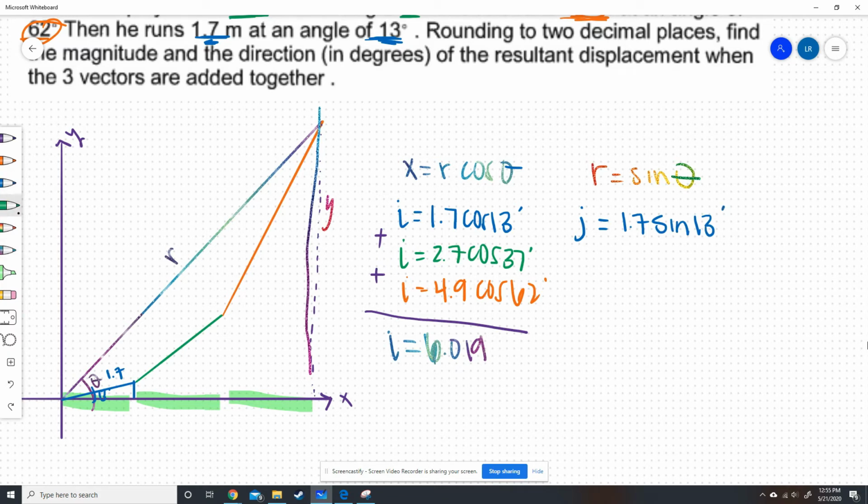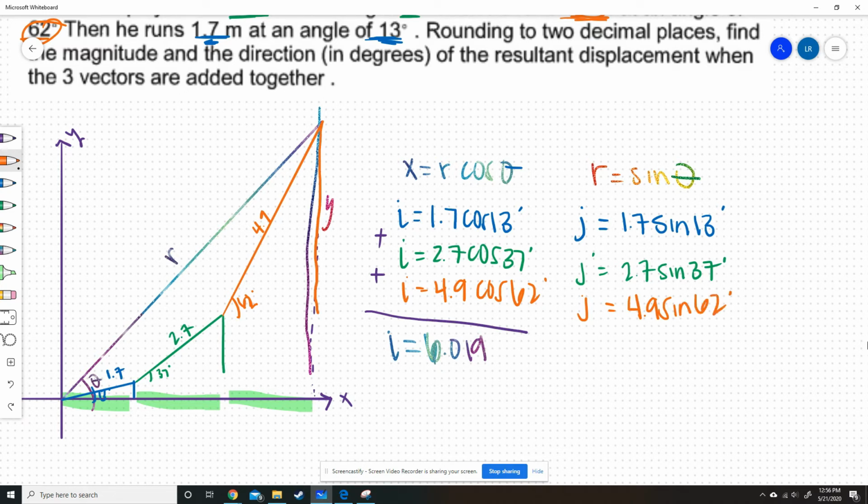The j component of the green, so that's going to be right here, is going to be, remember, this was 2.7 and this angle was 37 degrees. So the j component is going to be 2.7 times sine of 37 degrees. And then lastly, the orange vertical component, remember this is 4.9 and this is 62 degrees, is going to be 4.9 times sine of 62 degrees.